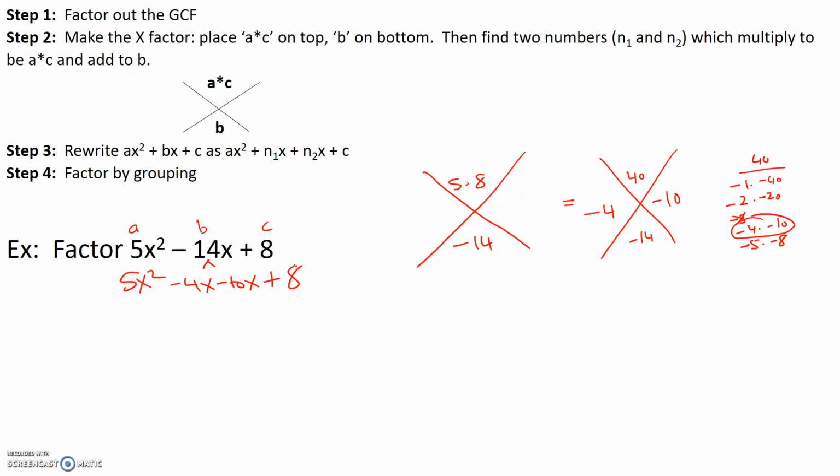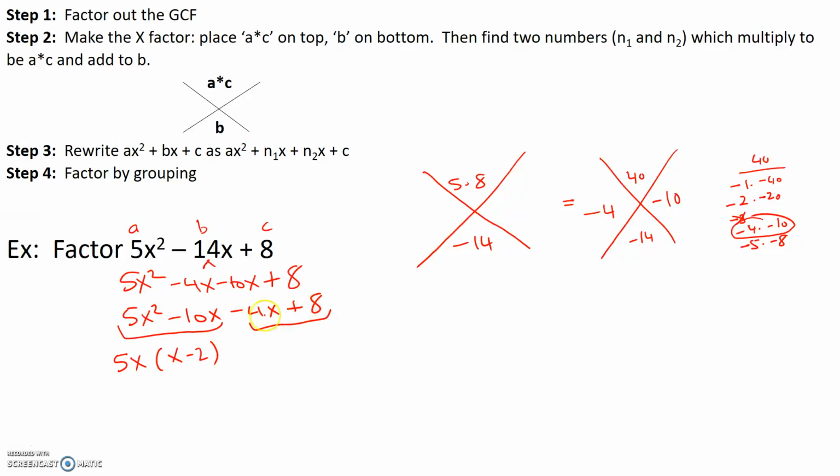Now I can leave my terms the way they are, but because 5x squared and -10x have a more obvious common factor, I'm going to rearrange this as 5x squared minus 10x minus 4x plus 8. Between 5x squared and -10x, my greatest common factor is 5x. I'm left with x minus 2. Between -4x and 8, this is my second group.